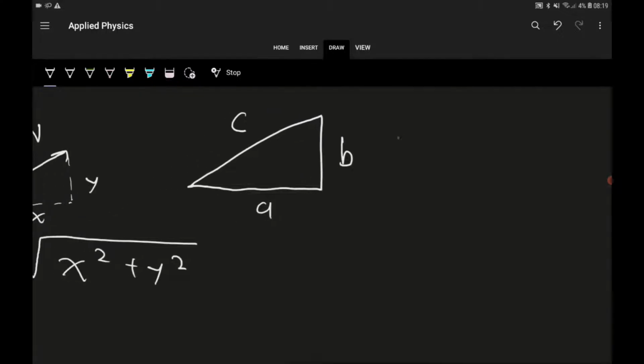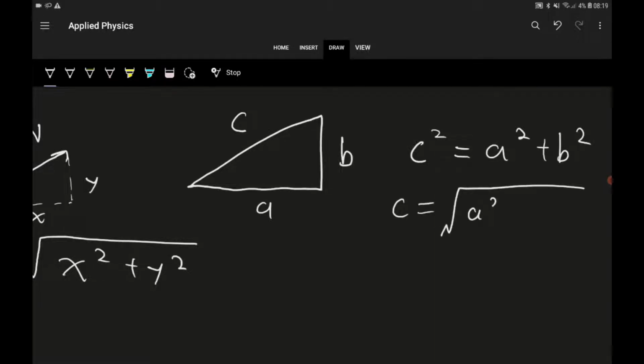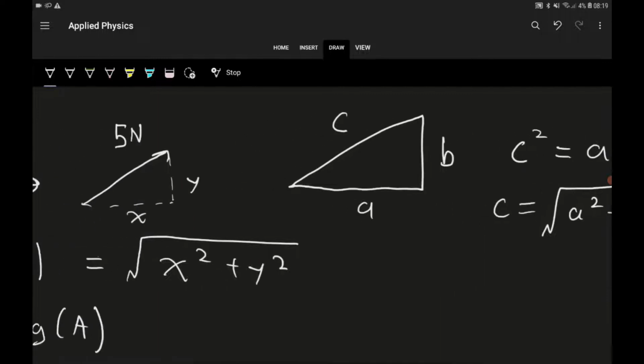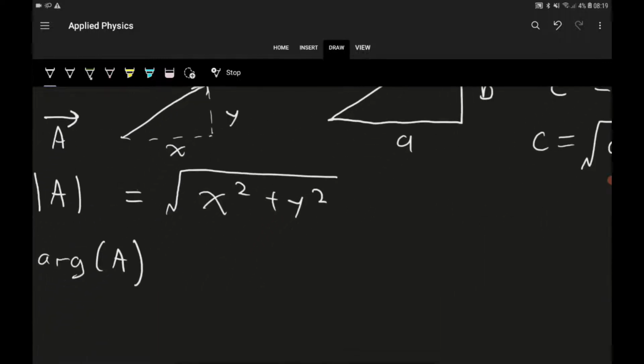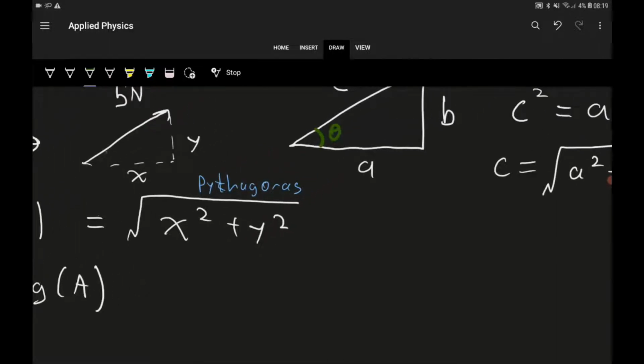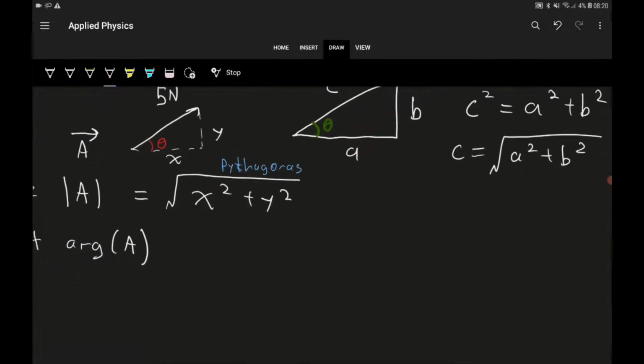We find the length of C using the Pythagoras theorem. C equals square root of A squared plus B squared. This here is nothing but the Pythagoras theorem in action. And the angle, when we talk about the angle, we mean this angle here, because that's our actual force.